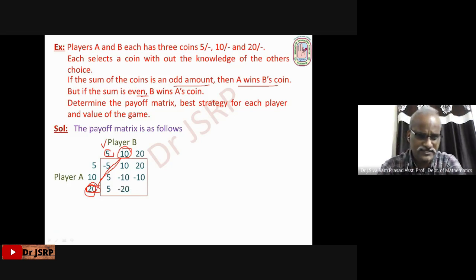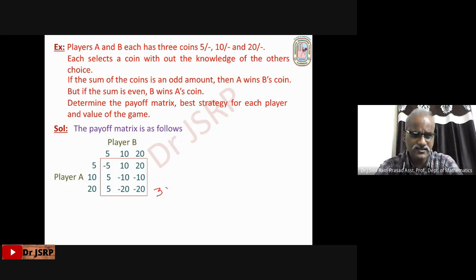Next. Final. If A selects 20, B selects 20. So the sum is 20 plus 20, 40. 40 is an even number. So B wins A's coin. Here A's coin is 20. So B wins 20. That means A loses 20. So the payoff is minus 20. So this is the payoff matrix corresponding to this game. Since player A has 3 strategies and player B has 3 strategies, this is a 3x3 game.